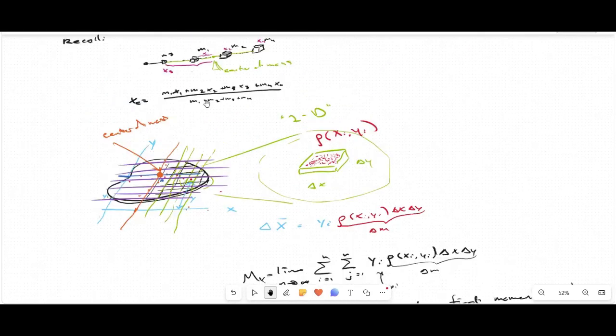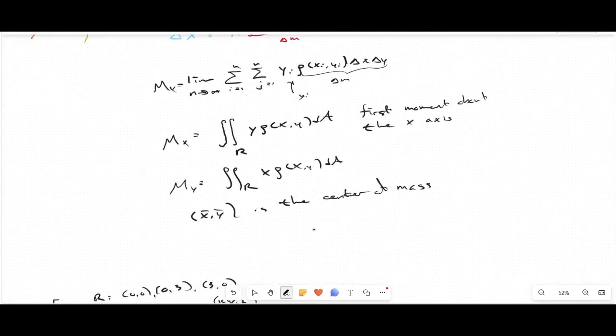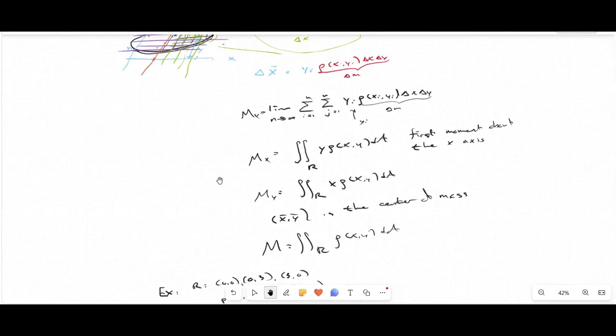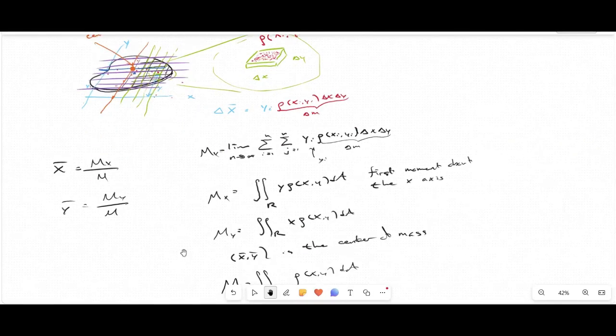To find the average coordinate in a given direction, you want to divide by the total mass. So let me just say real quick, there's one more quantity I didn't write. It's the total mass, coming just from integrating the density over the region. And then the x and y coordinates of the center of mass come from taking these moments and dividing by the total mass. Right? For the exact same reason that up here I divided by the total mass, to make it an average.